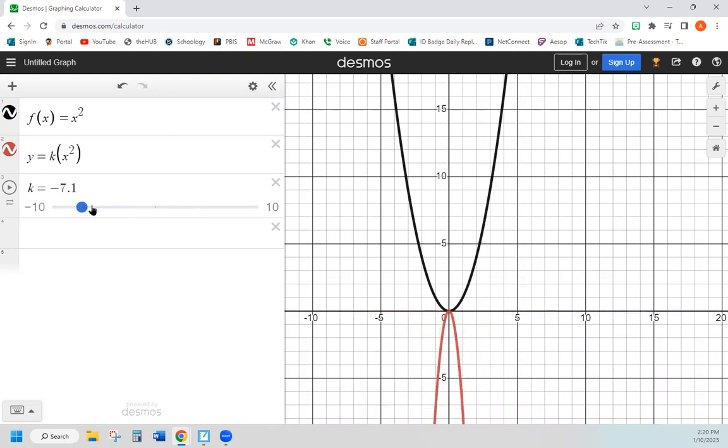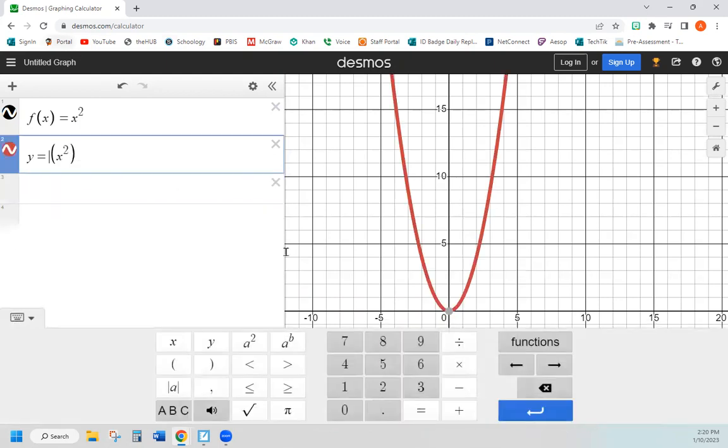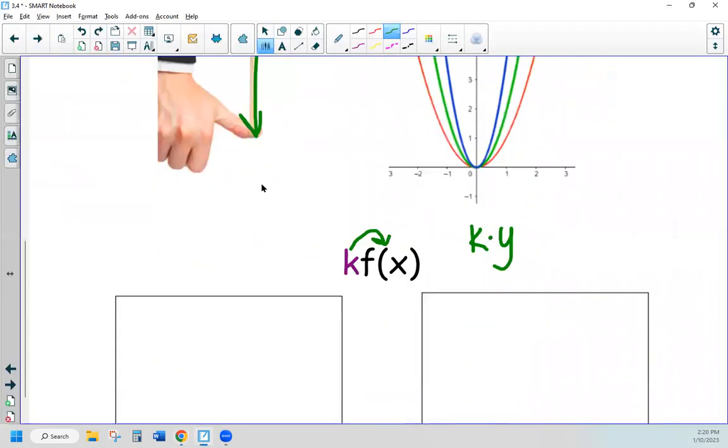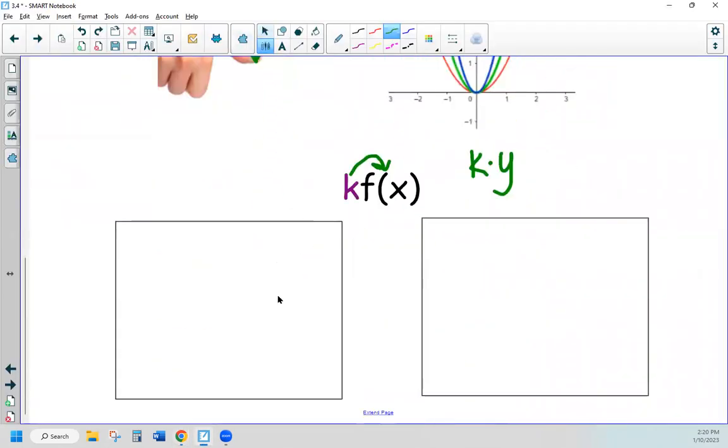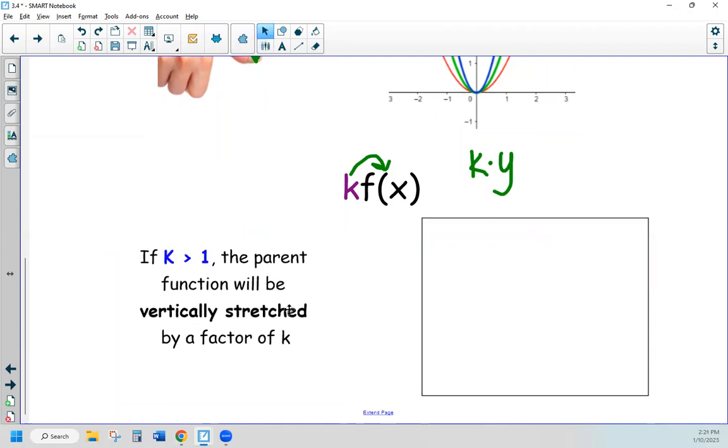Ooh, okay. So I see here that we're now upside down. I don't want you guys to worry about going upside down. I don't want you to focus on those types of numbers. What I want you to think about is that numbers that are greater than 1, like 45, here goes for your notes: when the numbers are greater than 1, we're going to be vertically stretching by a factor of k. So go ahead and pause it right now and write it down.